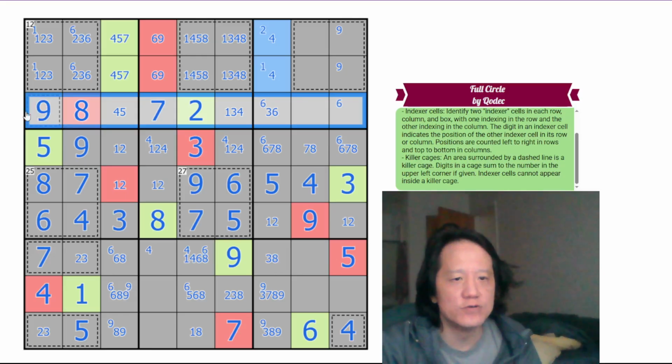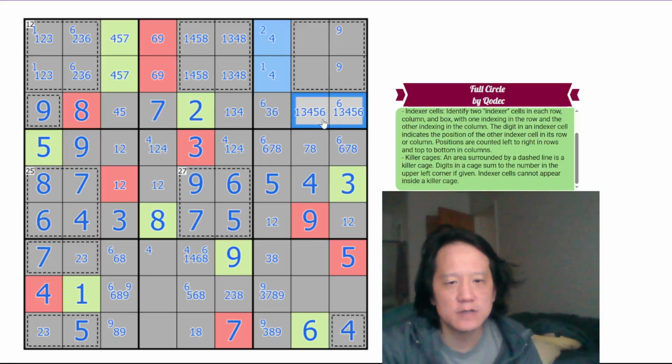Remaining digits of row 3. We have 1, 3, 4, 5, 6. Obviously, this can't be 4 or 6. This cannot be 3, 4, or 5. Interesting.